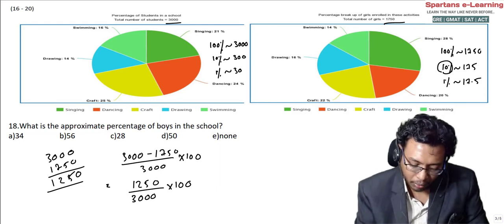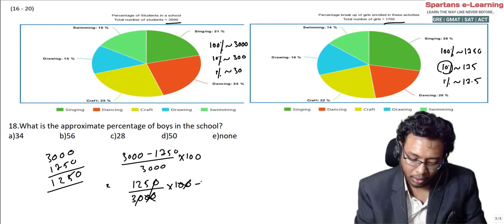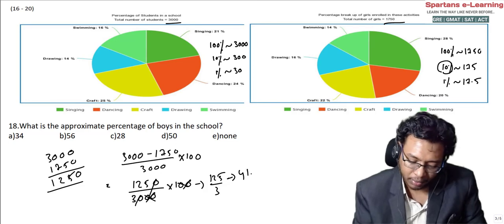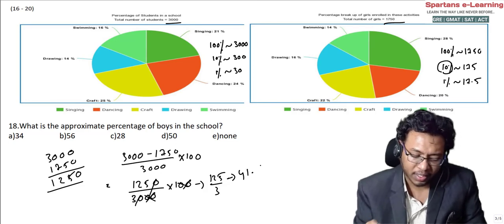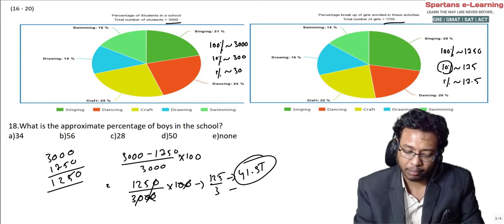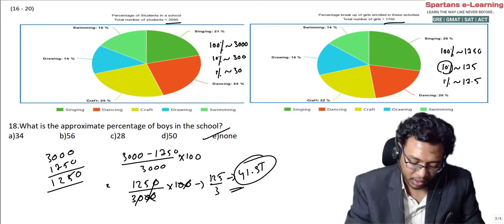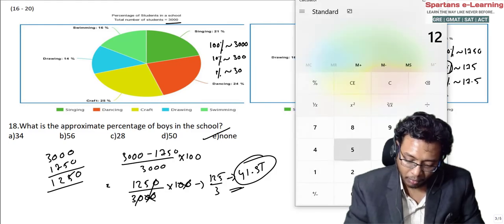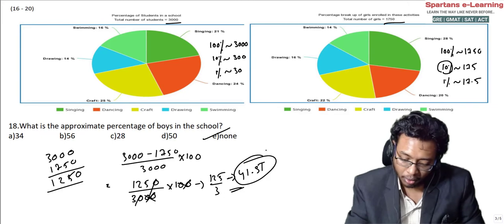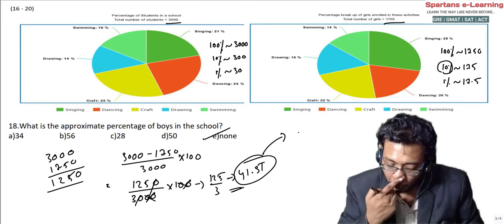Now what you can do is cancel out these zeros. You will have 125 by 3, which is: 3 4s are 12, and 3 1s are 3, so 41 point something. You need not write 41 point something here. Again the answer will be none. So your exact answer, 125 by 3, will be 41.667, or you can write it like this also.